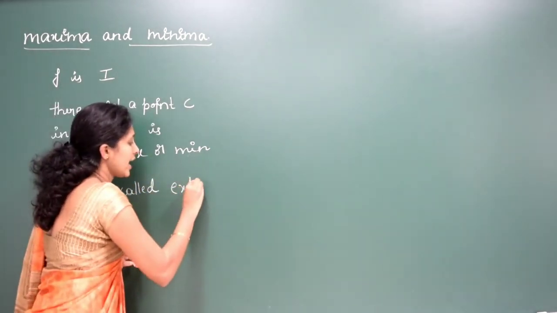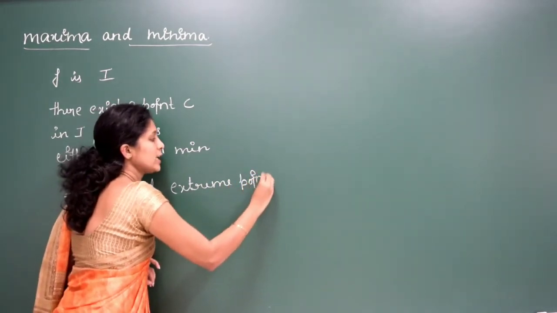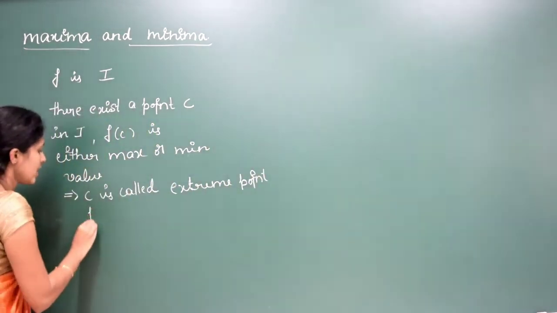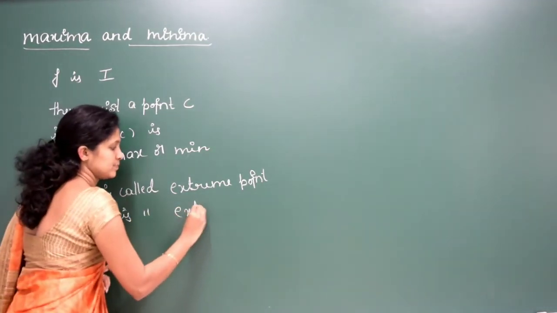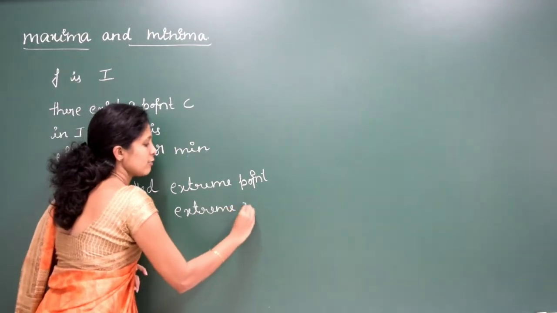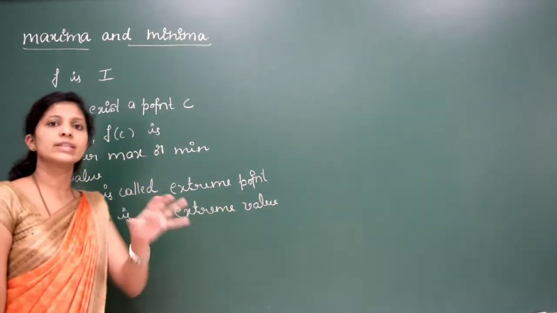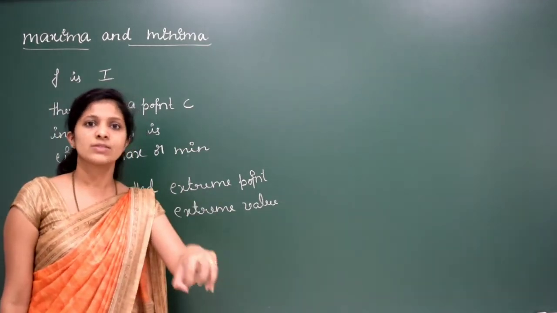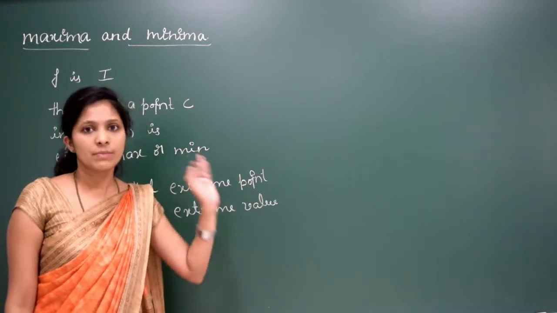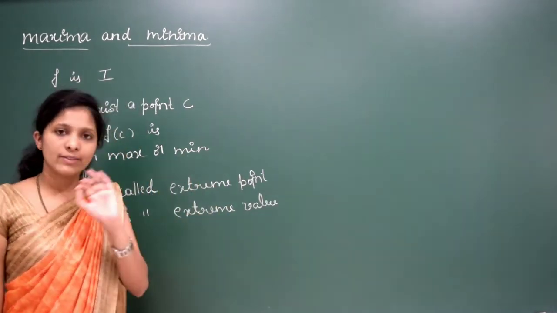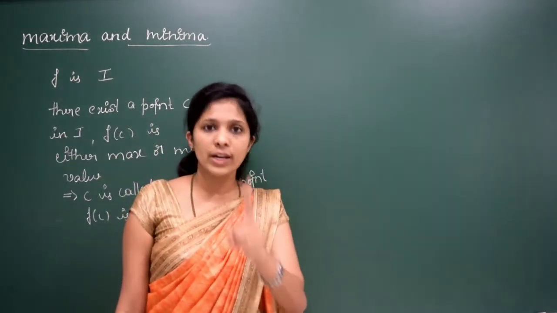C is called an extreme point, and the value of f of c is called the extreme value. Simple it is. It may be a maximum value or the minimum value. Those values are called extreme values, and those points are called extreme points. Remember this one. And one more thing, it is not compulsory that the function has only one maximum value.